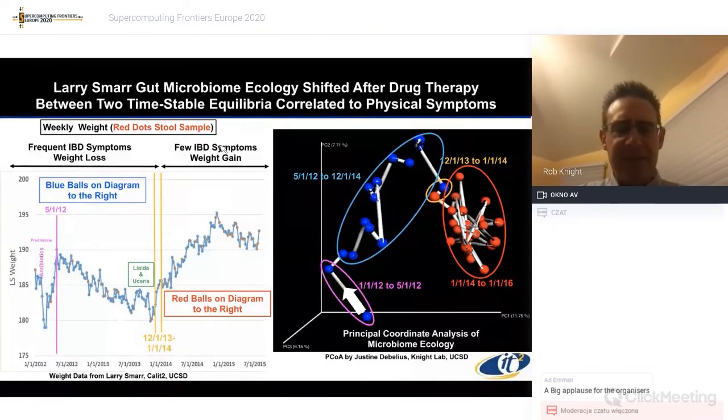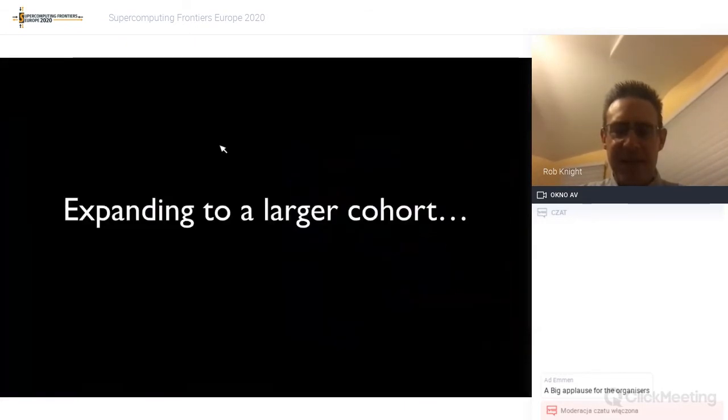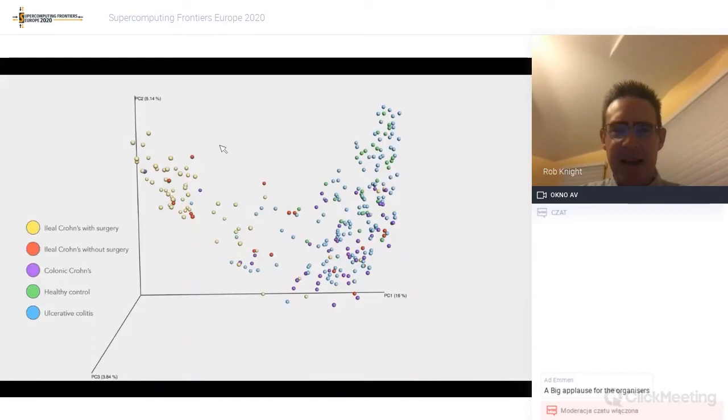So you might think that's nice for Larry, but can we really use this on other people? And so we expanded this to a larger cohort with Janet Jansen and a number of other collaborators, where what we are able to do now is to look at the dynamics of the gut microbiome of a whole lot of people with Crohn's disease and with ulcerative colitis, the two kinds of inflammatory bowel disease. And what I want you to look at is mostly the red and the yellow, which are the people with ileal Crohn's disease, either without or with surgery, and then compare those to the green, who are the healthy controls.